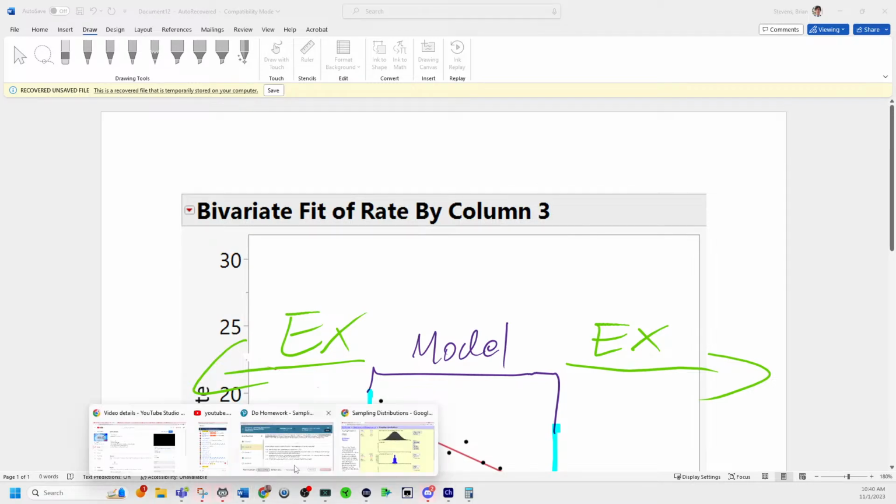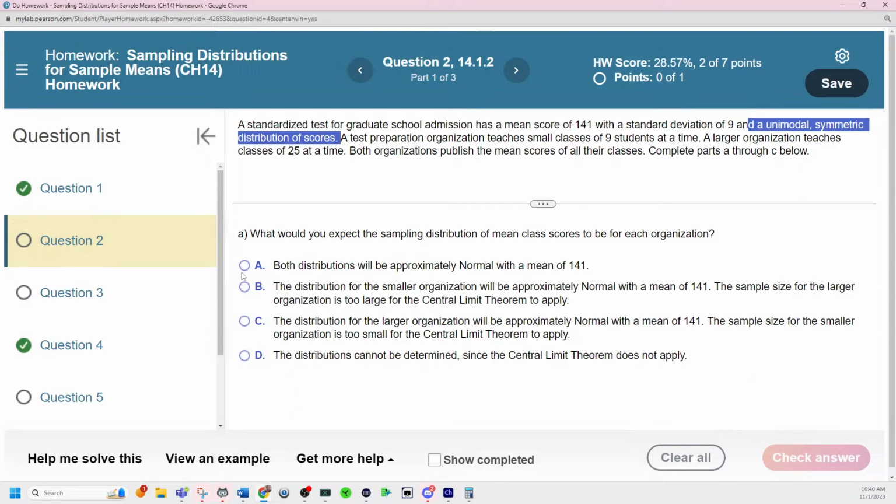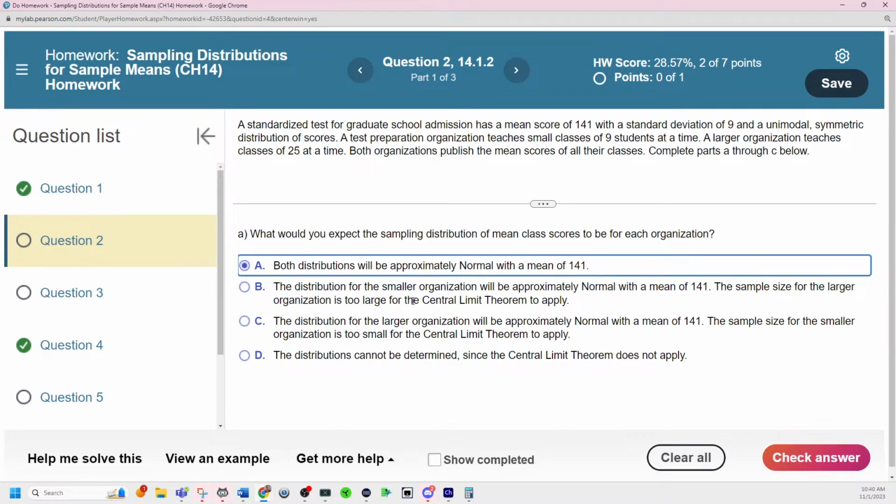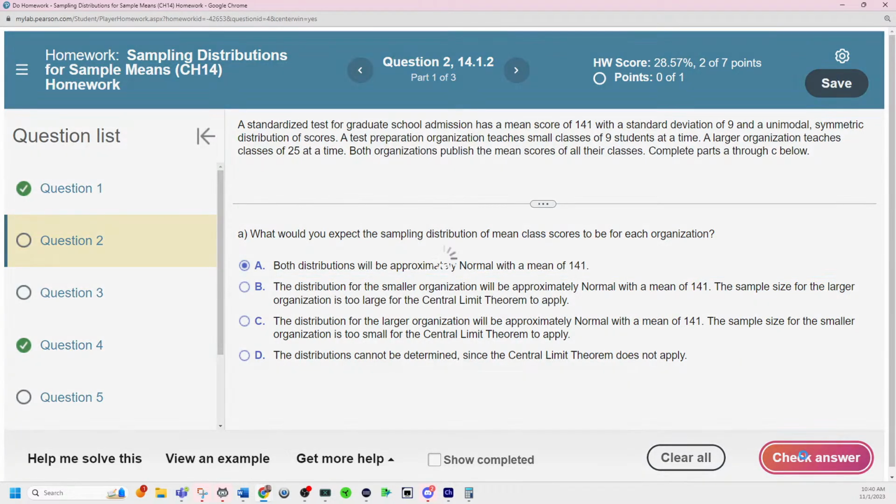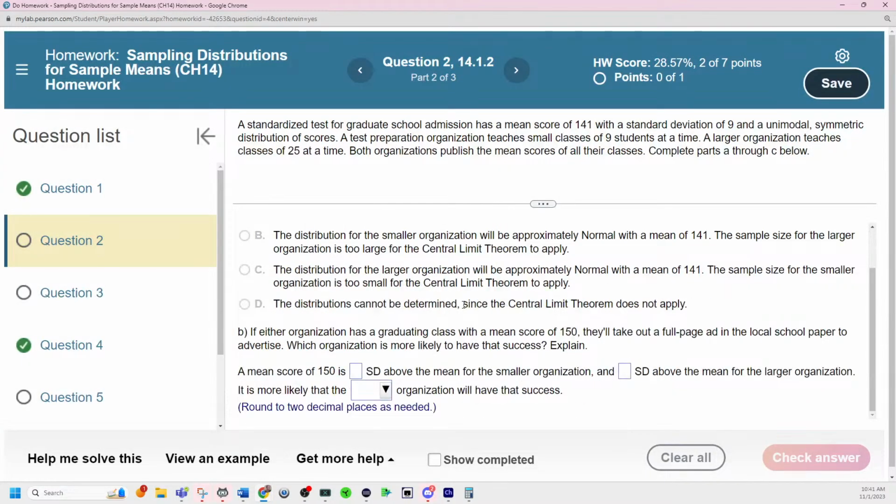Because of that, the distribution will be normal. And both distributions are approximately normal with a mean of this. The distribution is smaller, approximately normal. Distribution cannot be determined. That's fine right there. They'll be approximately normal with a mean of 141.